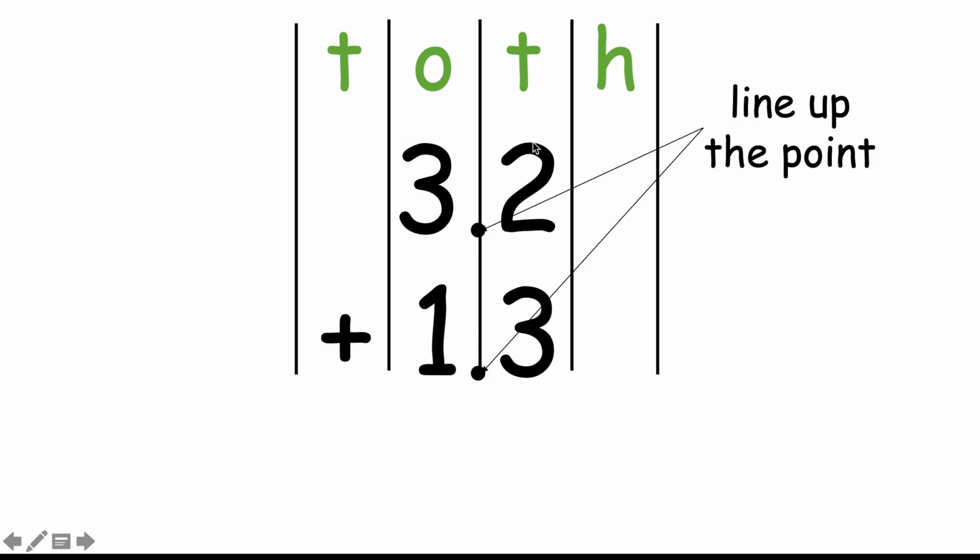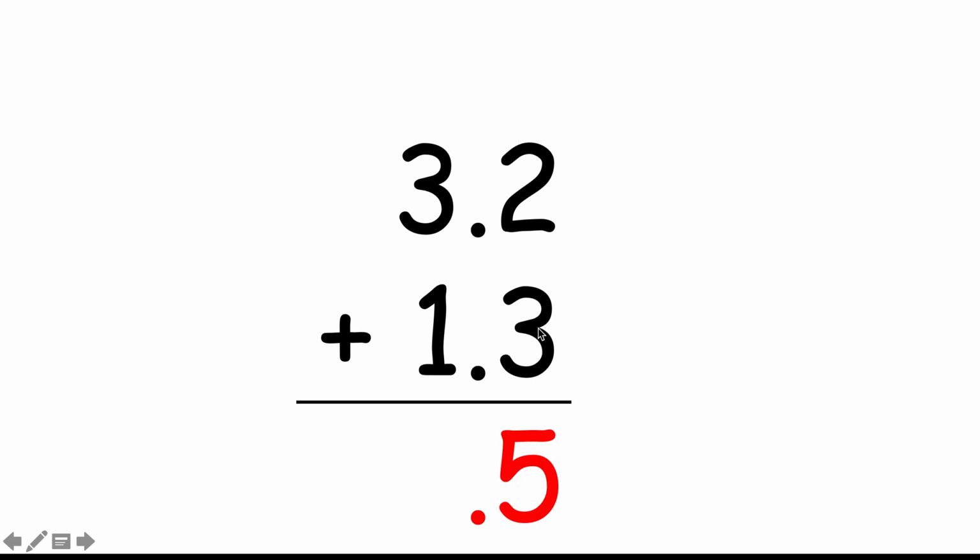And this 3.2 has 3 ones and 2 tenths. And 1.3 has 1 one and 3 tenths. And all you've got to do is add them up. So 2 add 3 is 5. And 3 add 1 is 4.